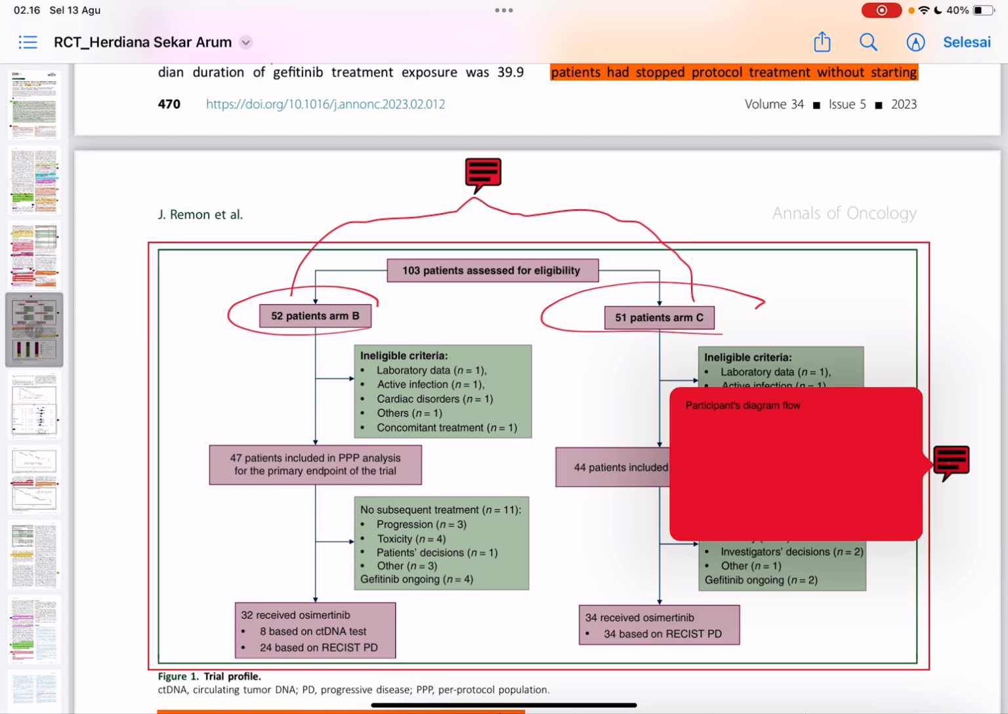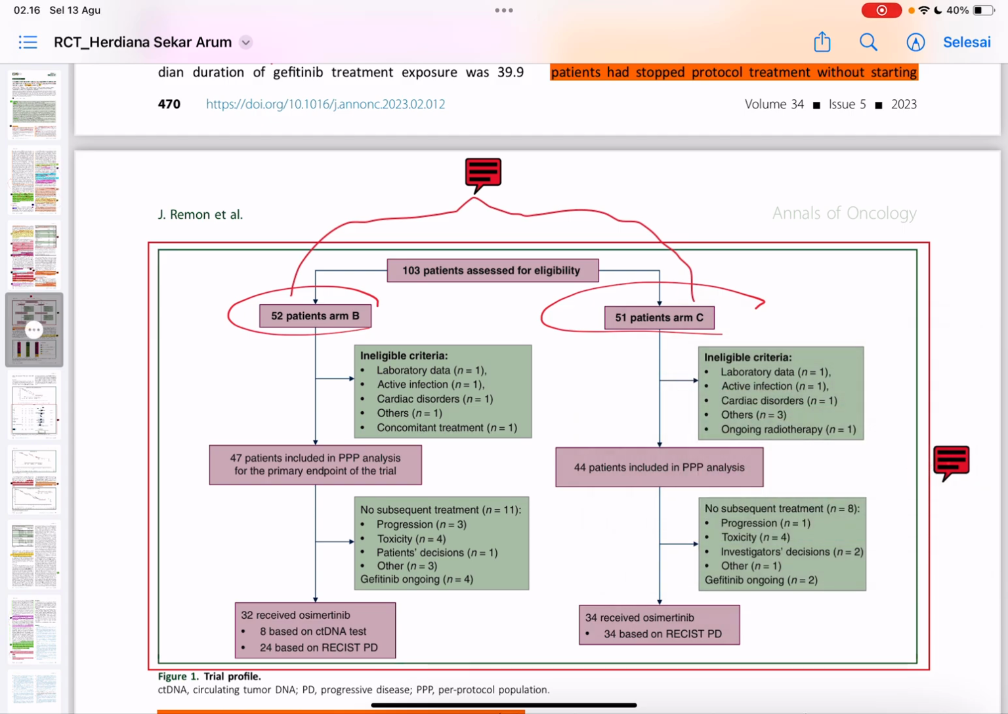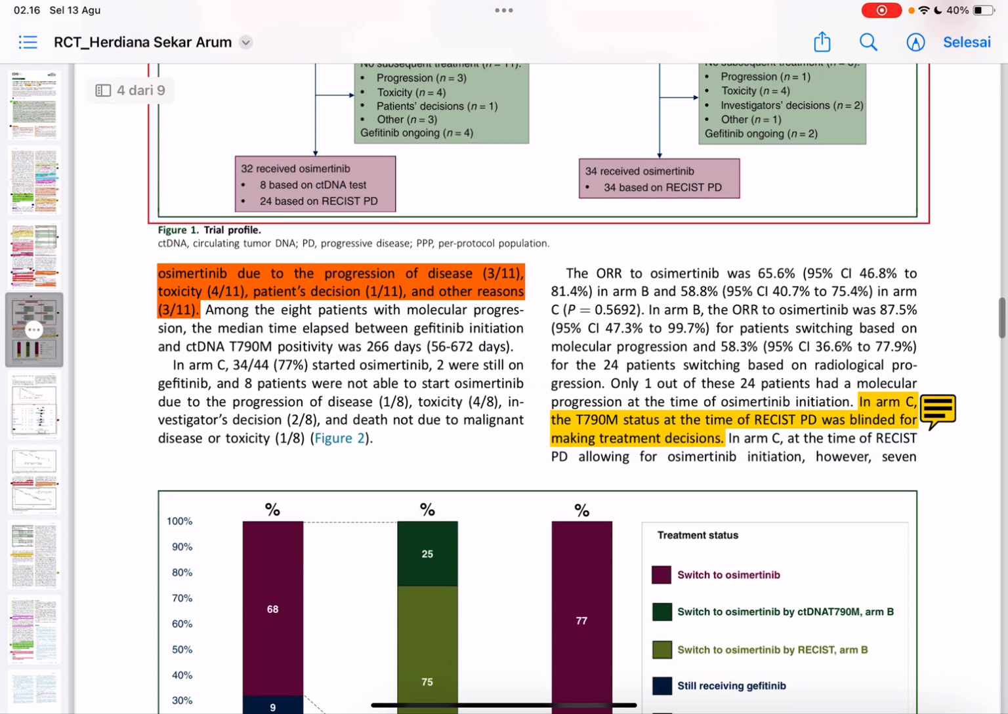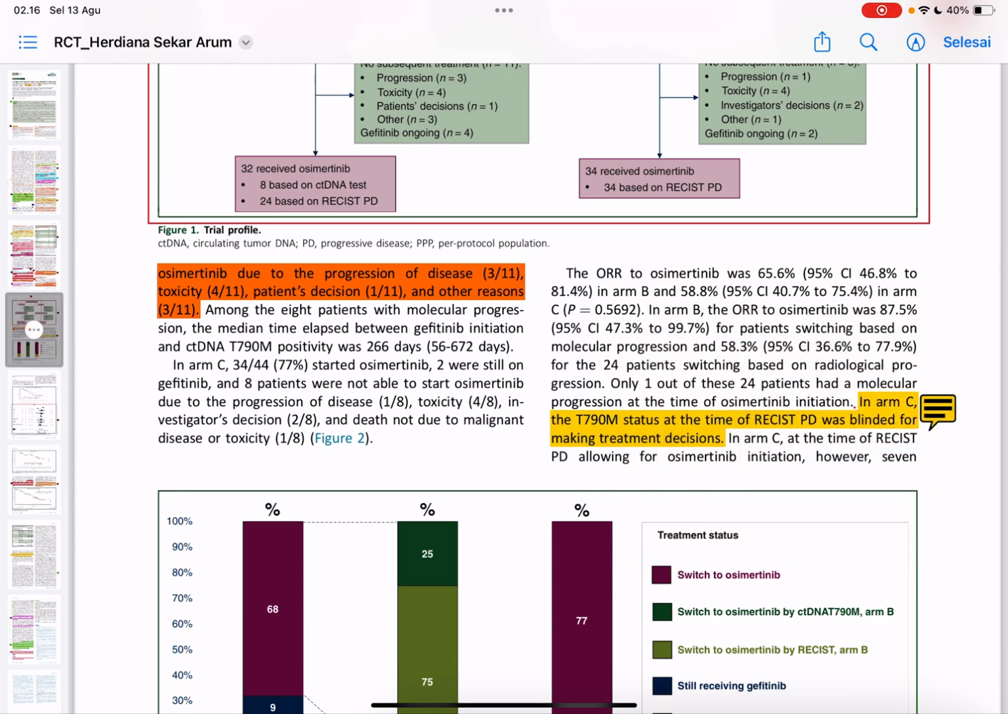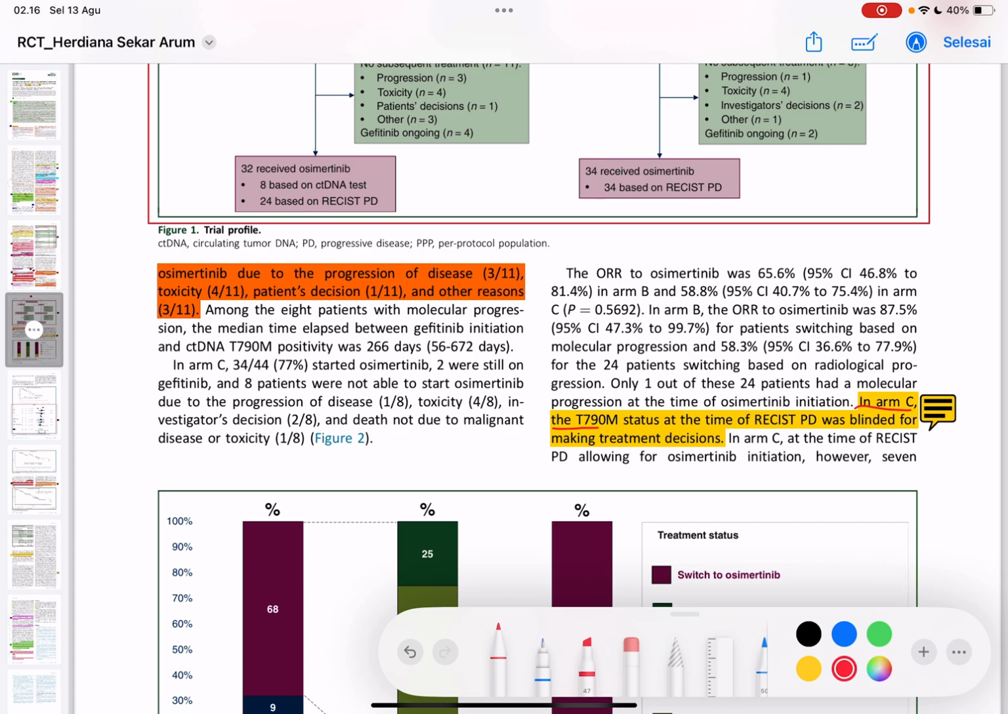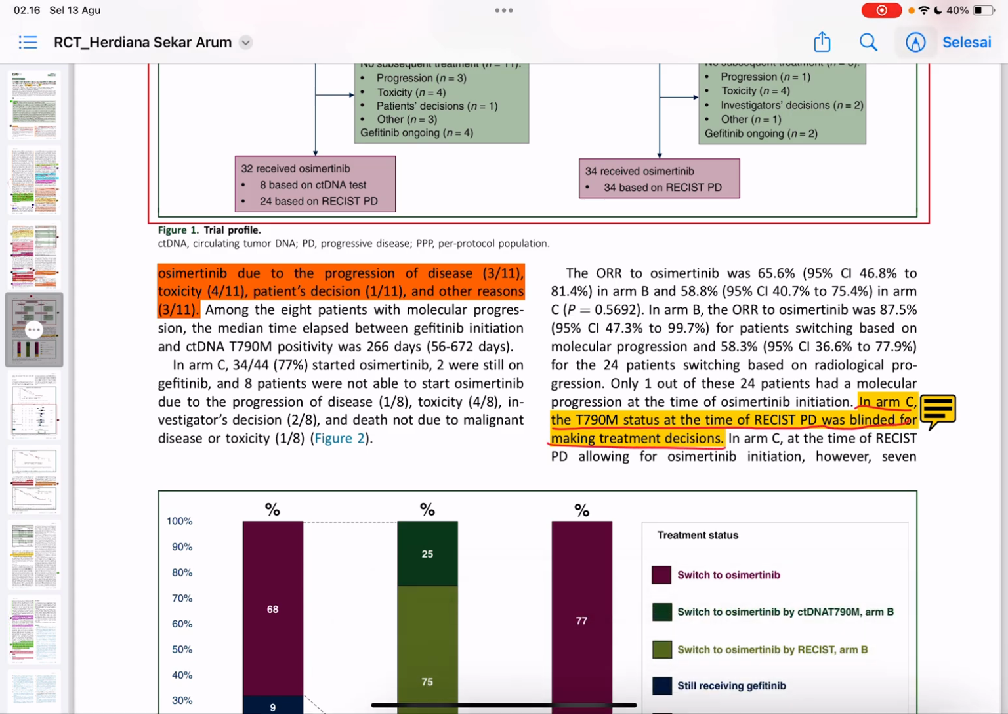Next, this is the flow diagram, and next, this is about who was blinded after assignment to intervention, for example participants, care providers, and those assessing outcomes, and how. In arm C, the T790M status at the time of progression was blinded for making treatment decisions.